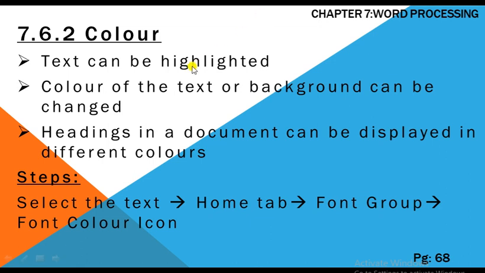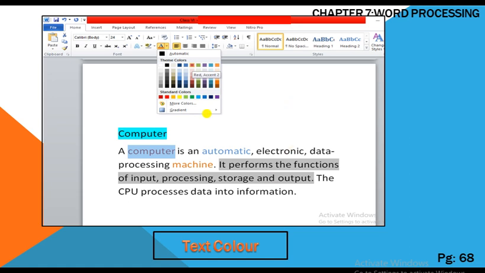Then we can change the color of the text as well. Text can be highlighted, the color of the text or background can be changed, and headings in a document can be displayed in different colors. How can we do that? First of all select the text, go to the home tab, go to the font group and select the font color icon. This is the example. You will select the text, go to the home tab, this is the font group, this is the font color icon, and there is a menu which shows you different colors, and you can choose the color of your own choice. You see these words have been selected and their color has already been changed.